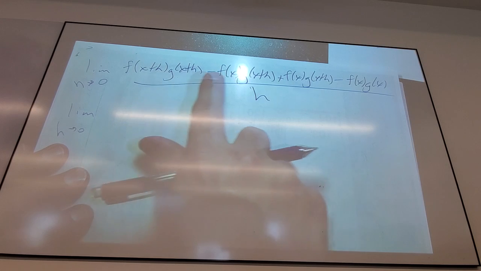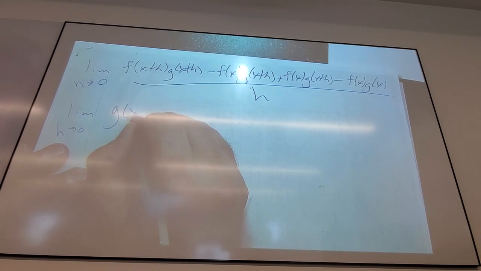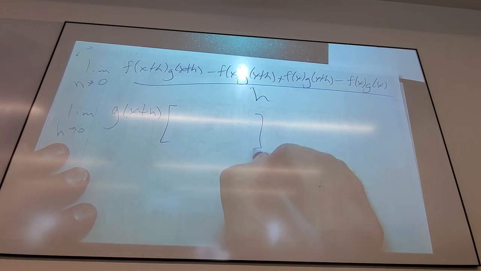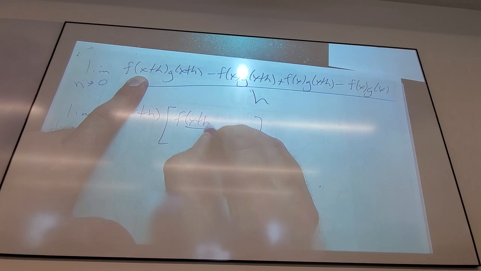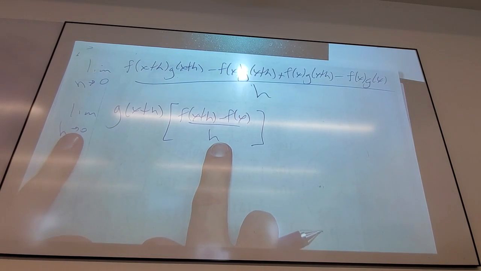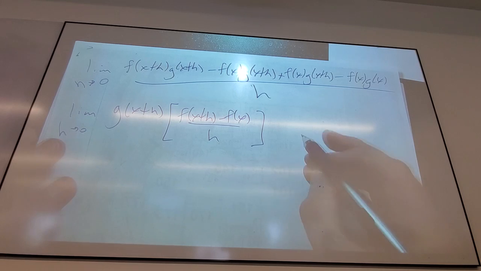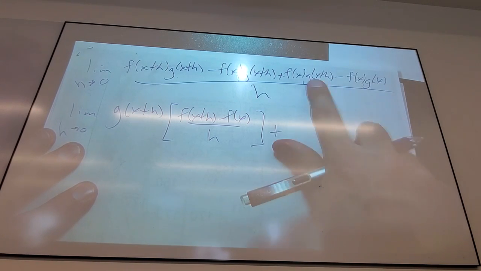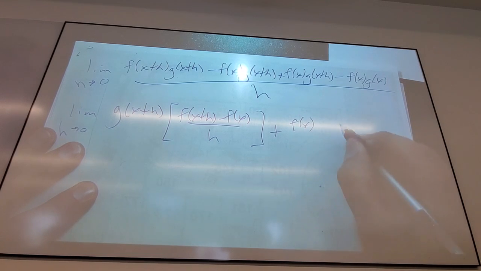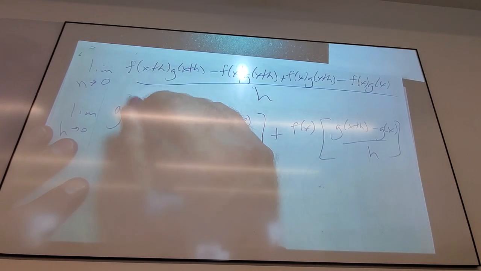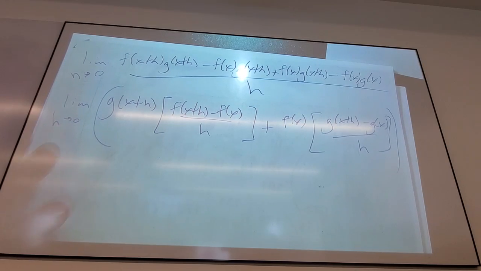Do you see what comes out of these two? g(x+h), g(x+h). And what am I left with? f(x+h) minus f(x). Does this look familiar? Yeah. All right, let's keep going. What comes out of these two? f(x), f(x). And then what do I have left? g(x+h) minus g(x), over h. There we go, look at that.